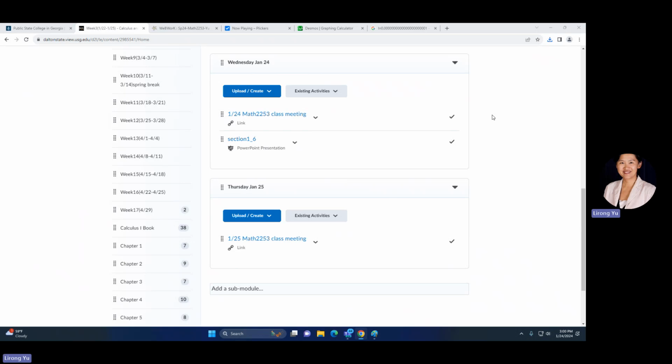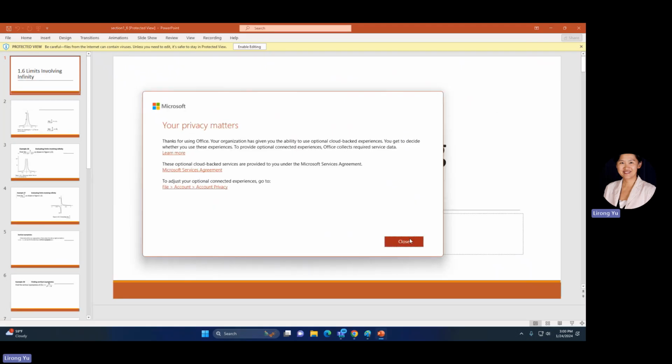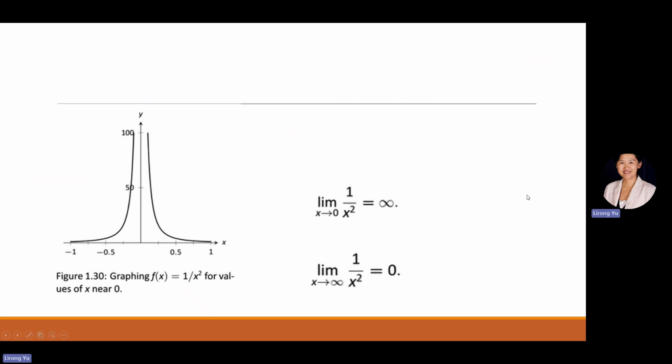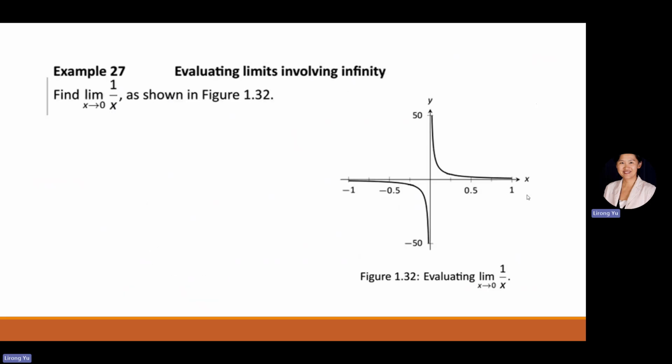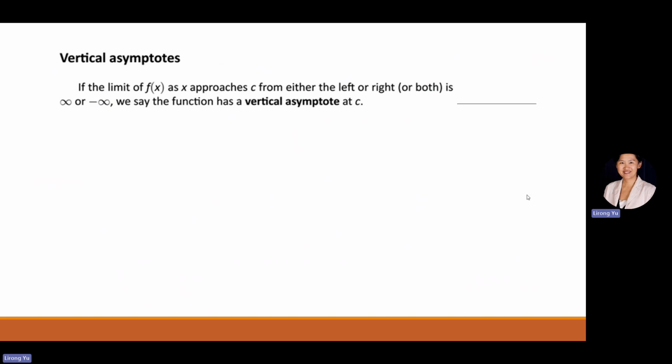Let's look at the remaining examples in the section. Okay, so in this section, basically we're talking about any limit that may involve infinity. You may have x approaching a number and the whole function itself approaching infinity, or you may have x approaching infinity and the whole function approaching a finite number. In either case, they are considered limits that involve infinity. When you have a limit that involves infinity, we define vertical asymptote and horizontal asymptote. Whenever the y value approaches infinity, we consider that a vertical asymptote.